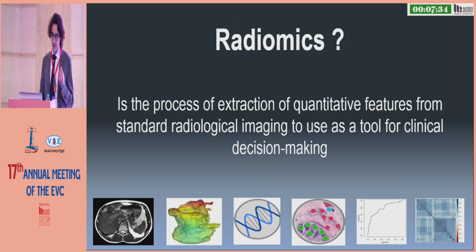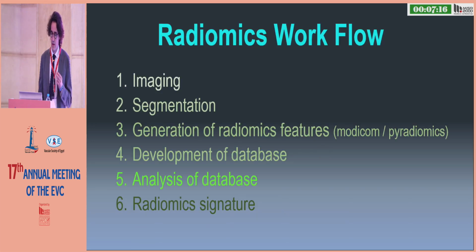What exactly is radiomics? Radiomics is the process of the extraction of quantitative data, which are called features in radiomic analysis, from standard radiological imaging, and finding a way to use them for clinical decision making or to interpret what we are seeing.